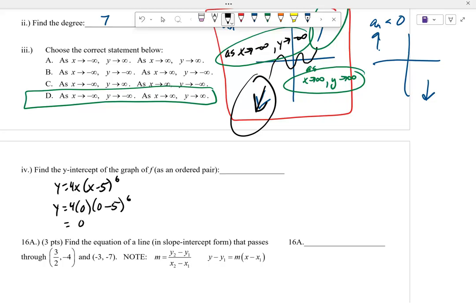So we got 4 times 0, 0, 0 minus 5 to the 6. Well, 0 times anything is still 0. So the ordered pair would be 0, 0.